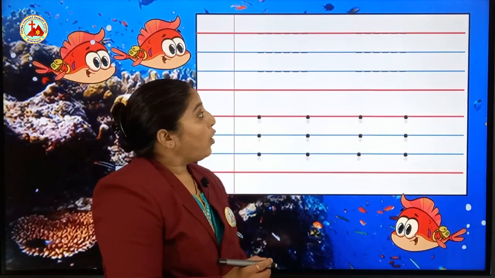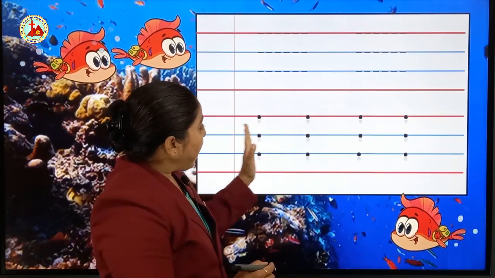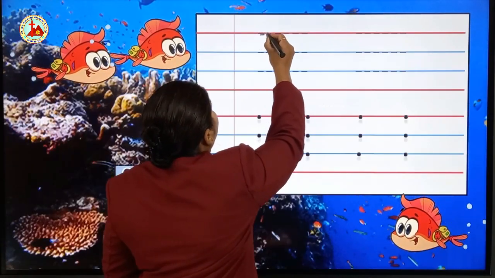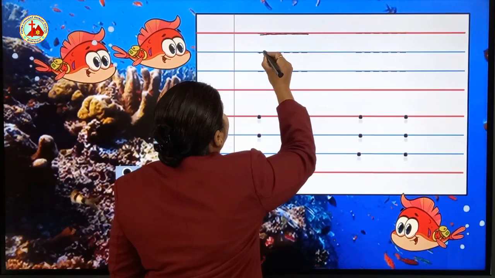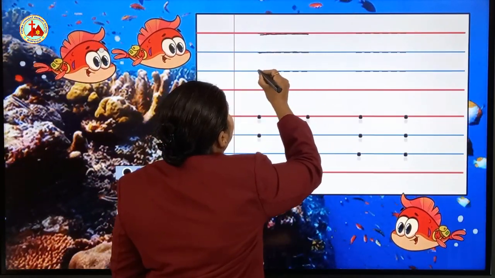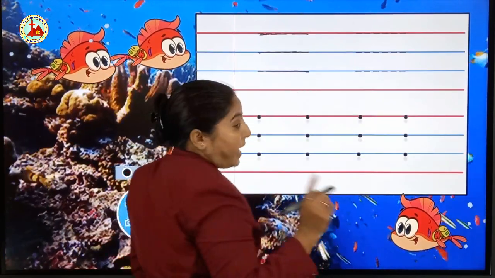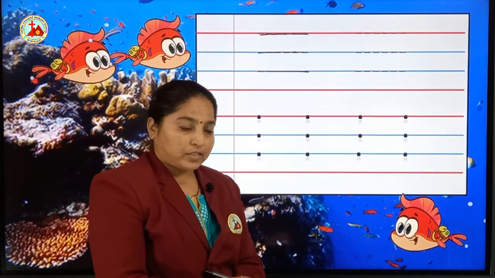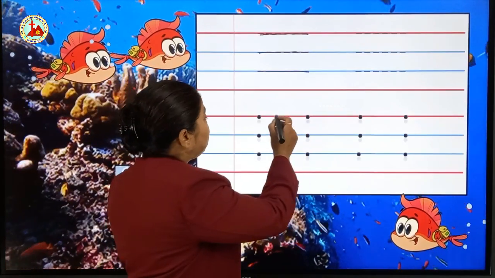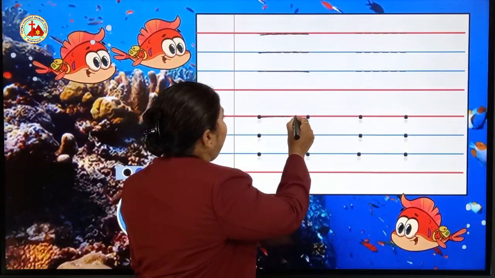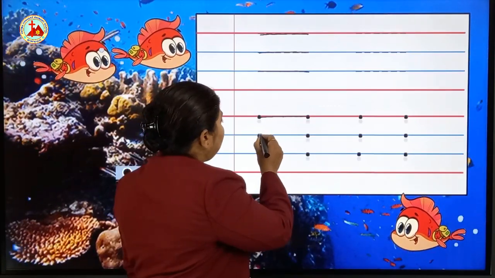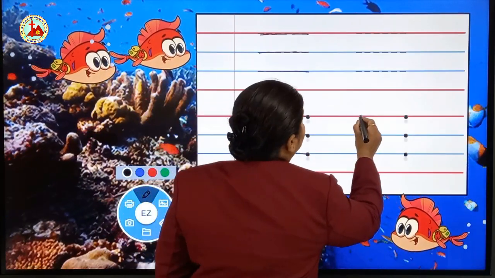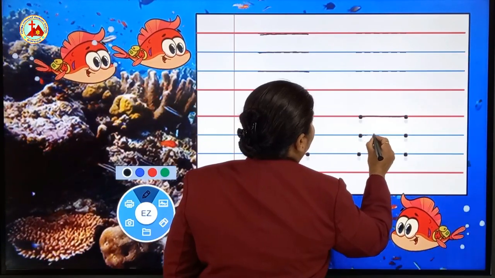So in your textbook, first dotted lines are given and below dots are given. Okay. So you have to first trace the line, sleeping line, and then what do you have to do? Now you have to draw sleeping line with the help of these dots. See, here dots are given. So first you have to draw sleeping line on the red line, then on the blue line and on another blue line. Okay, like this way you have to finish your homework.